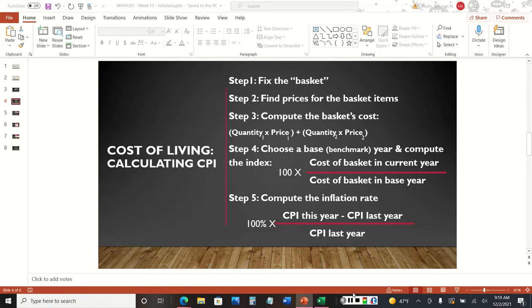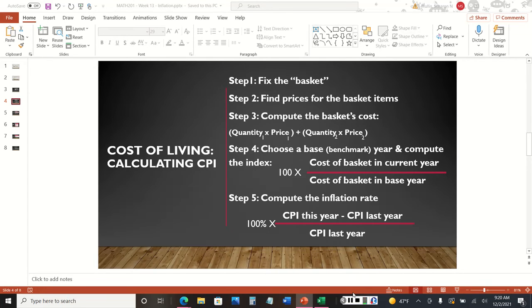The second step is to find the price of the basket items. Again, let's think of the grocery store. Each item doesn't cost the same. There's a different price for milk than the price for eggs, and a different price for eggs than the price for bread. So you have to know the price of each basket item.